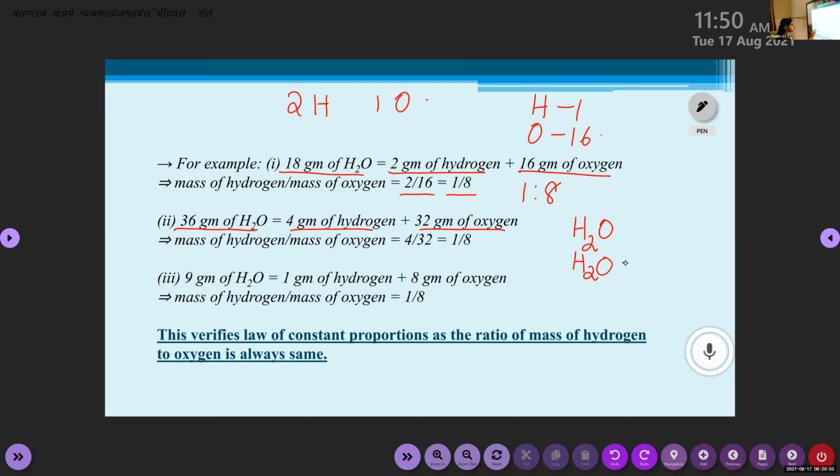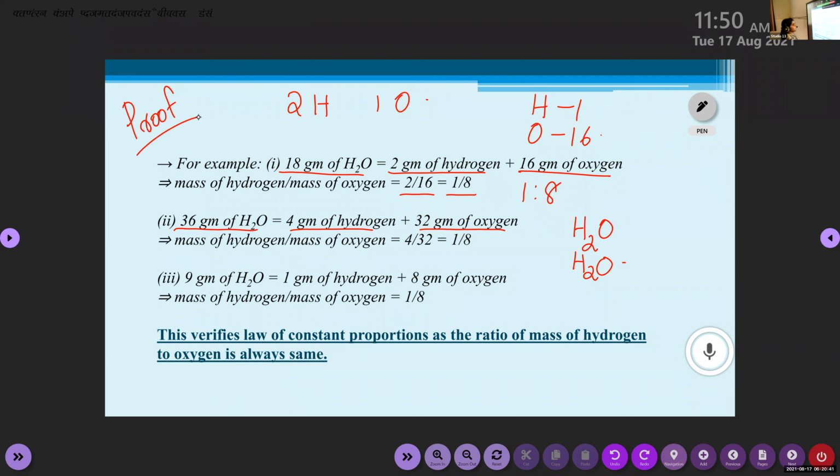Then the third example, that is 9 gram of H2O. Here also 1 gram of hydrogen and 8 gram of oxygen. That's a half molecule of water that is considered as this 9 gram of H2O. When you take the ratio between these two, the same 1 by 8 is obtained. So this verifies the law of constant proportion, as the ratio of mass of hydrogen to oxygen is always the same. So this is a proof for the second and first law.